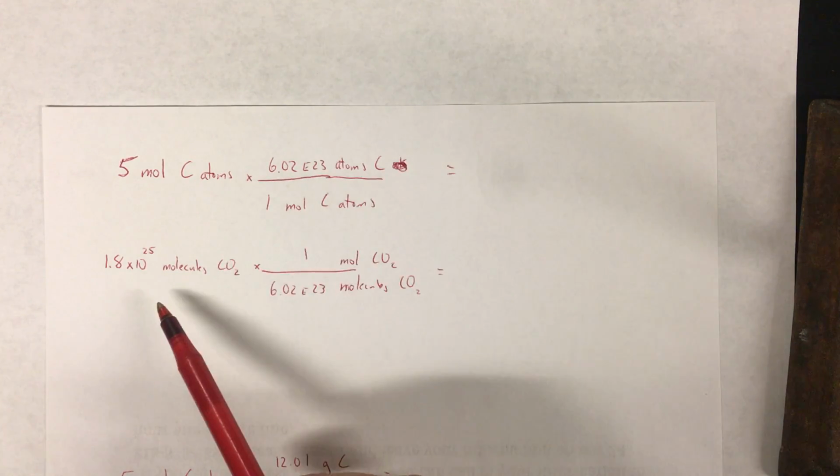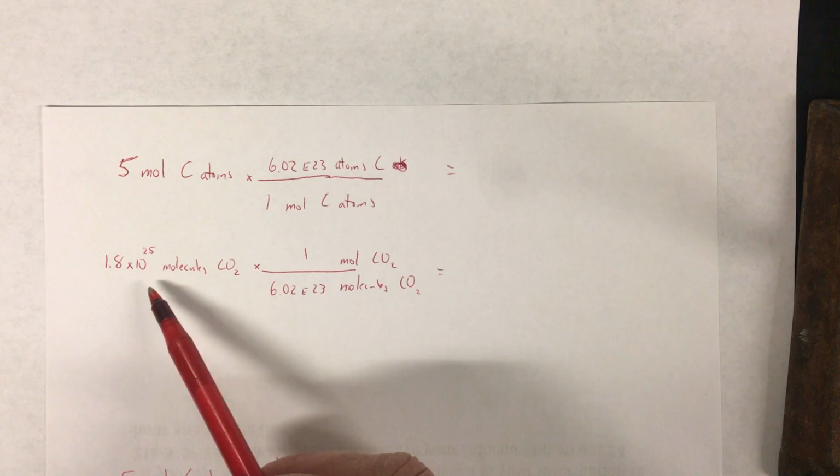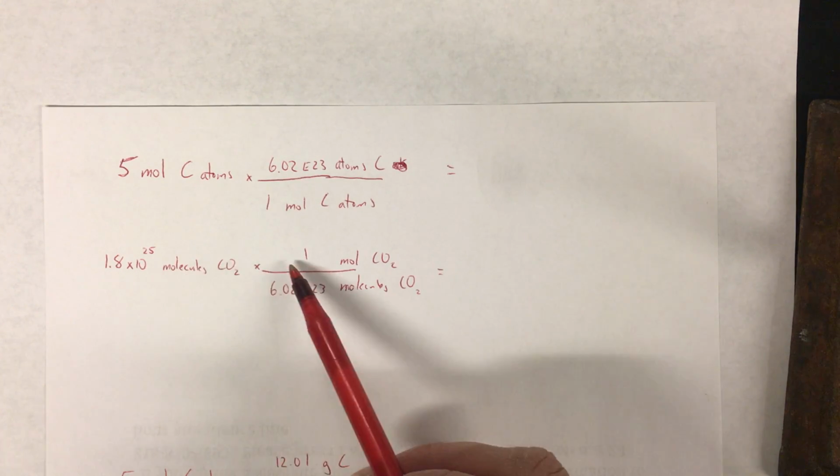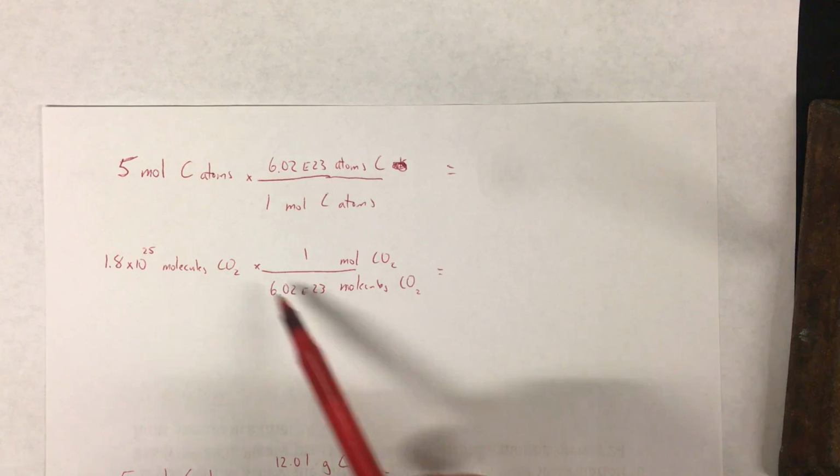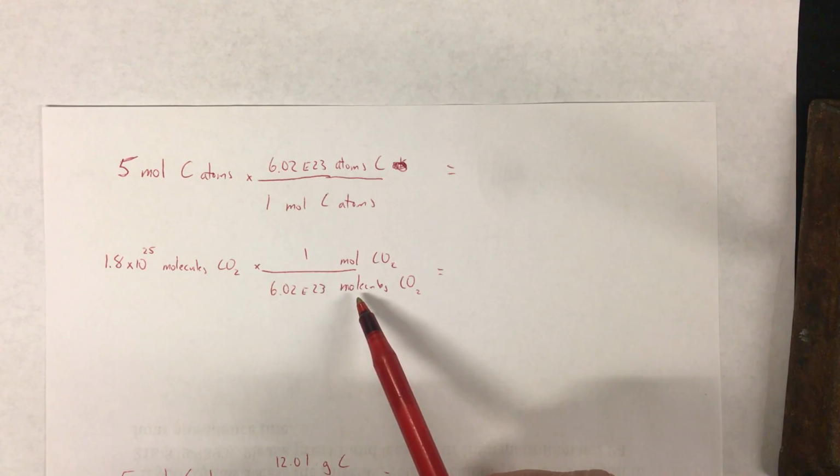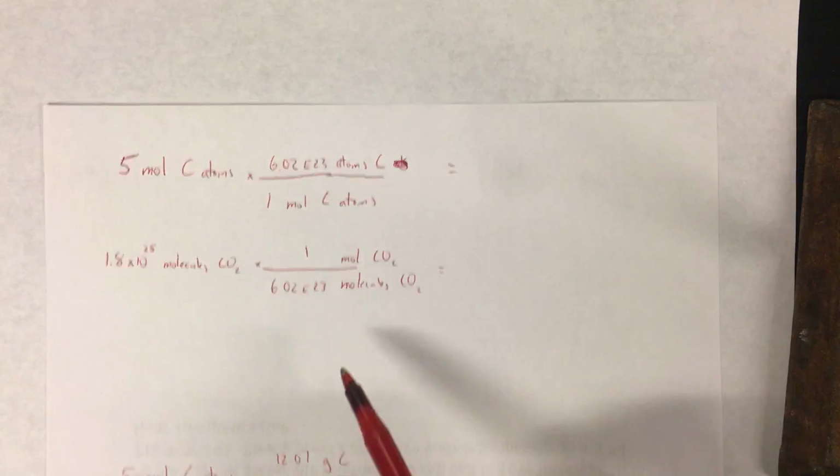If you're going the other direction, if you're starting with a number of something, in this case molecules of CO2, and you want to know how many moles, you would end up dividing by Avogadro's number so that the number cancels out and you get moles for your answer.